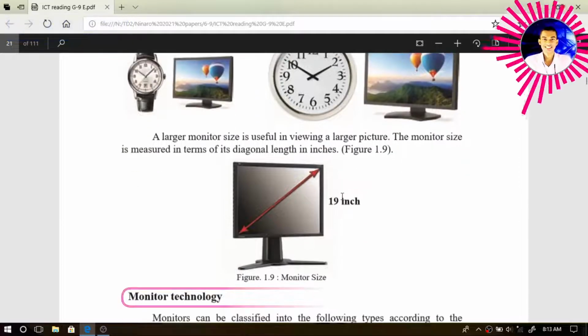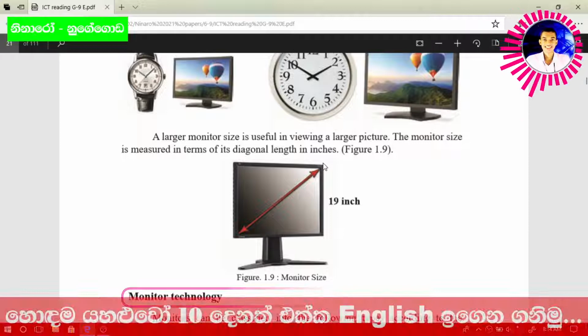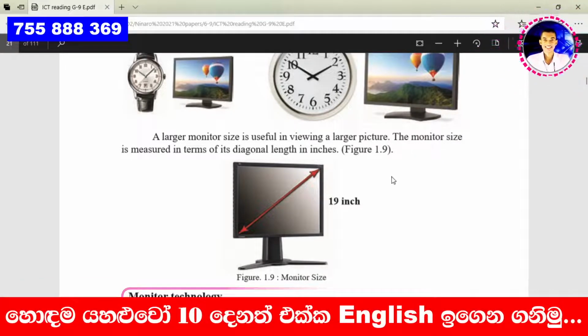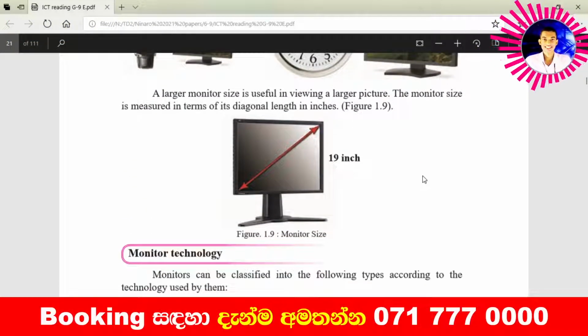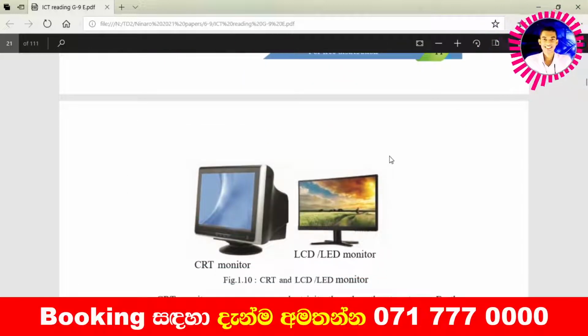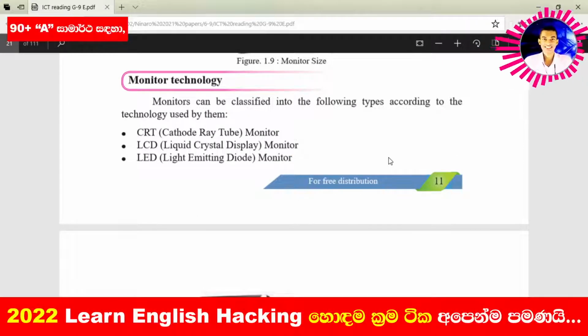Okay, actually we can measure the size of the monitor by the diagonal length. We measure the size of the monitor through the diagonal length, not the normal length. This is the diagonal length. This is a 19-inch monitor. This is an LED monitor. If you have a large monitor, we can see large images and videos. Therefore, we can also consider it a specification related to computer peripheral devices.